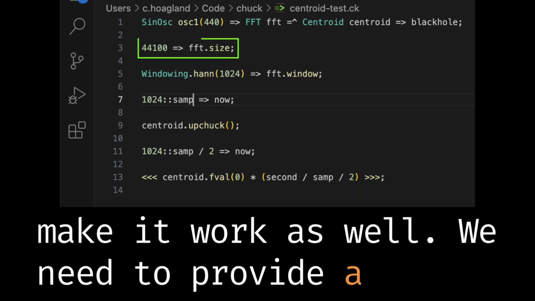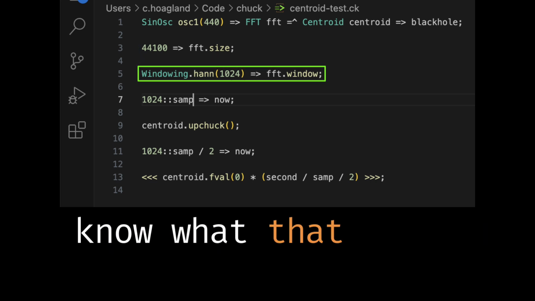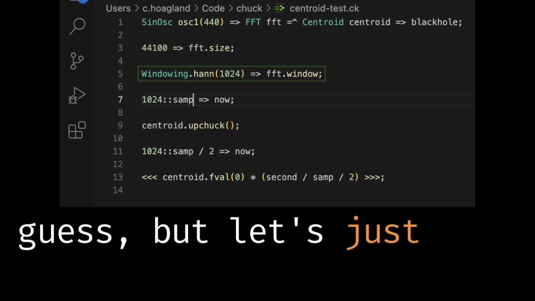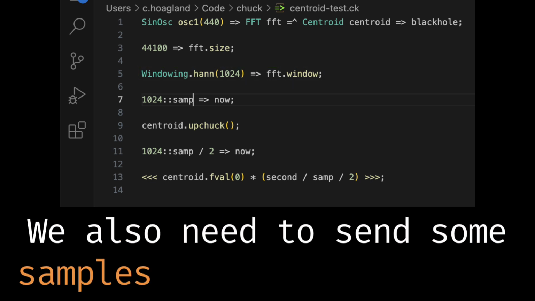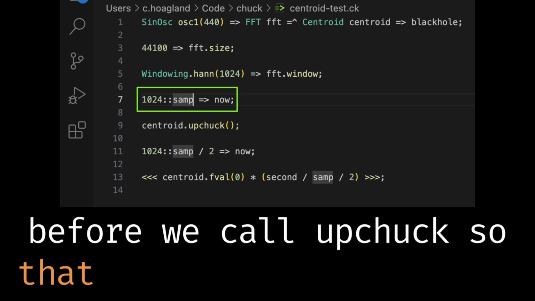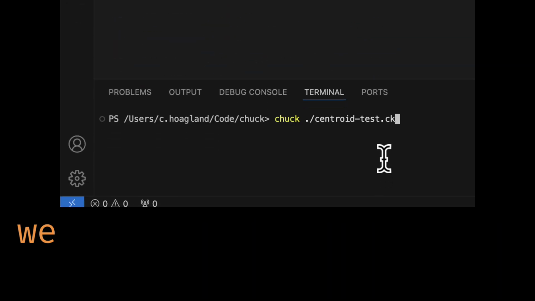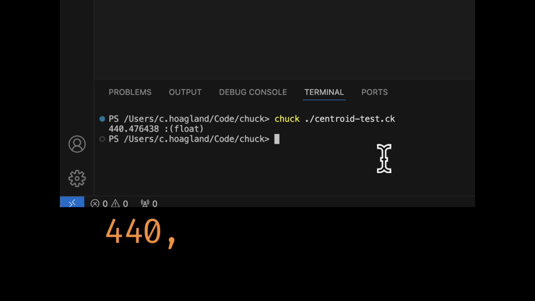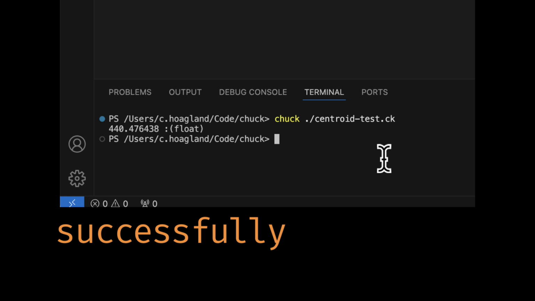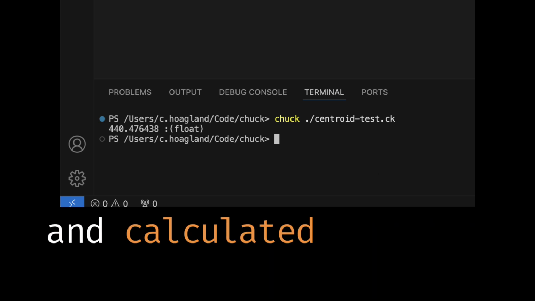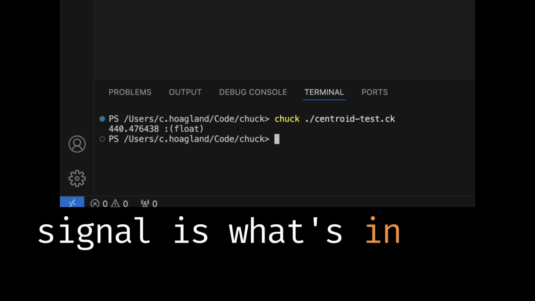There's a couple of other things we need to do to make it work as well. We need to provide a buffer size to the FFT as well as a windowing. I don't know what that means exactly. I could make a guess, but let's just save that for when we dig into fast Fourier transforms. We also need to send some samples through the system before we call upchuck so that the FFT has something to analyze. With all that wired up, we can launch this script and we can see that it outputs something very close to 440, which is the frequency of our sine osc. So I'm inferring that to mean the centroid has successfully taken the results from the FFT yuana and calculated that the quote-unquote center of mass of that signal is what's in that sine wave.